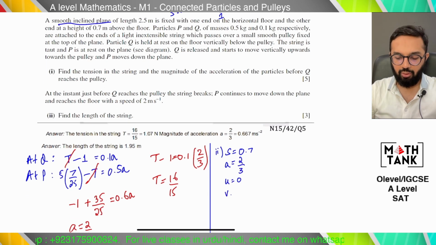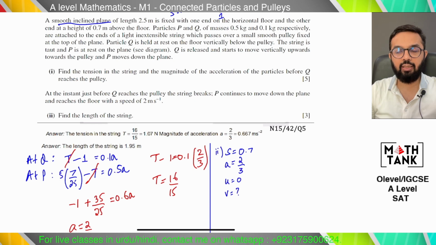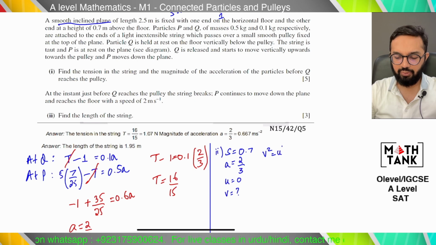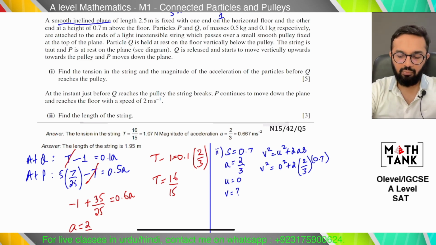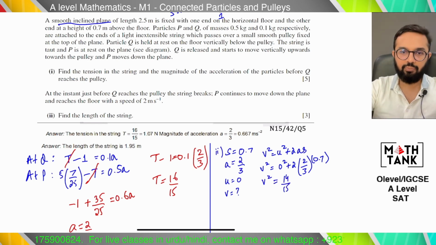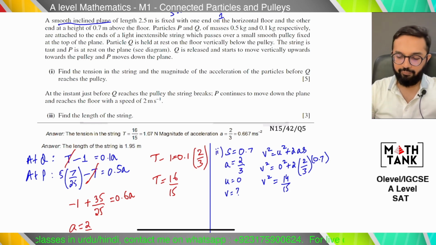So I will need to know what speed was there at the end so that I can decide about A's journey from there on. V squared equals U squared plus 2as. V squared equals 0 squared plus 2 times 2 over 3 times 0.7. V squared equals 14 over 15. V equals 0.966. That is the speed.